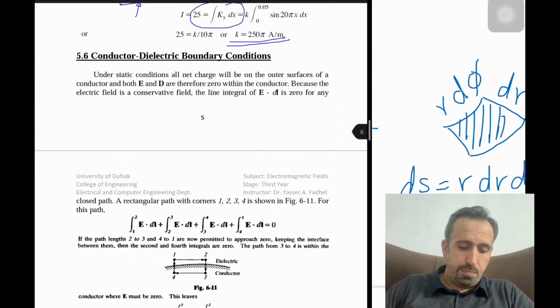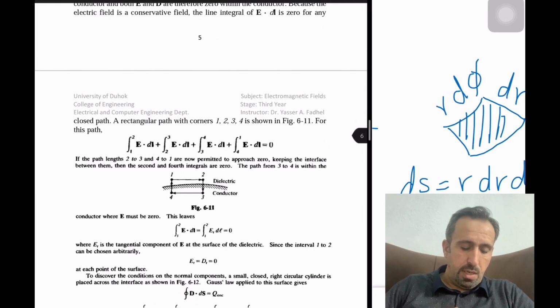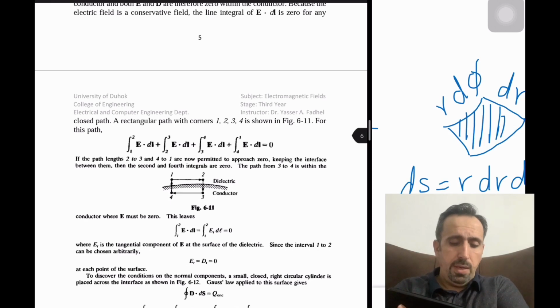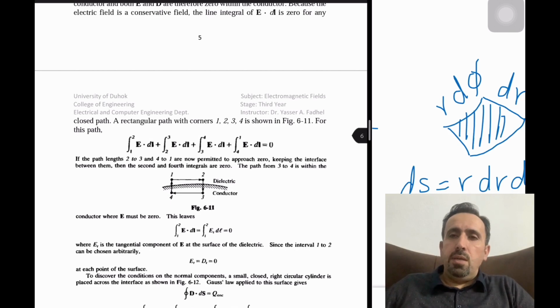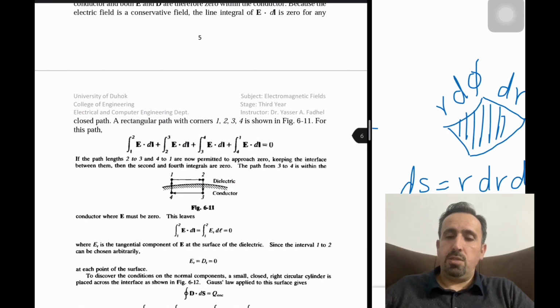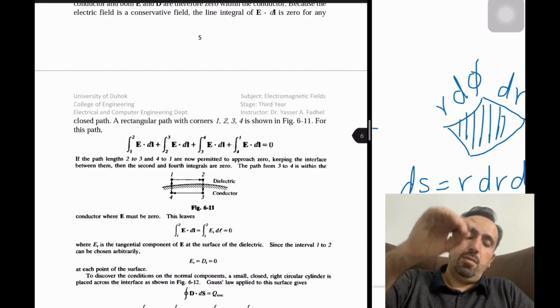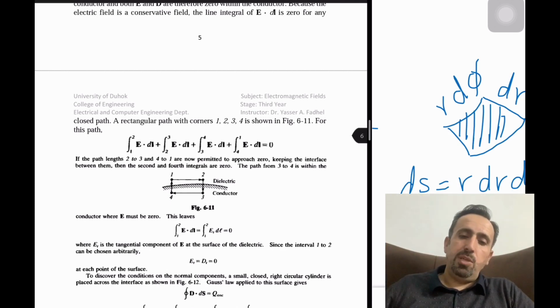For example, some of these assumptions is the conservative nature of the field, or may I introduce it in a simpler way? I just remind you about Kirchhoff voltage law, for example. In Kirchhoff voltage law, if you take a certain closed path to combine or to make a summation for voltages, surely the answer will be equal to 0.